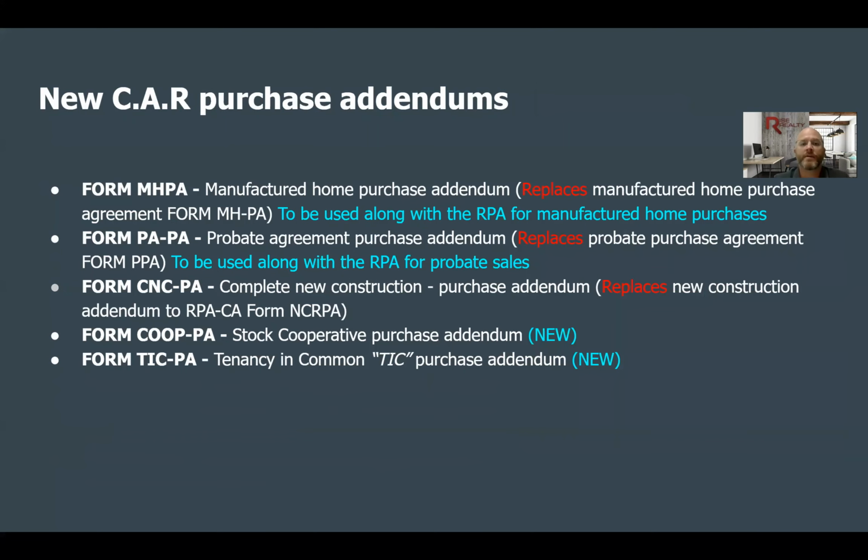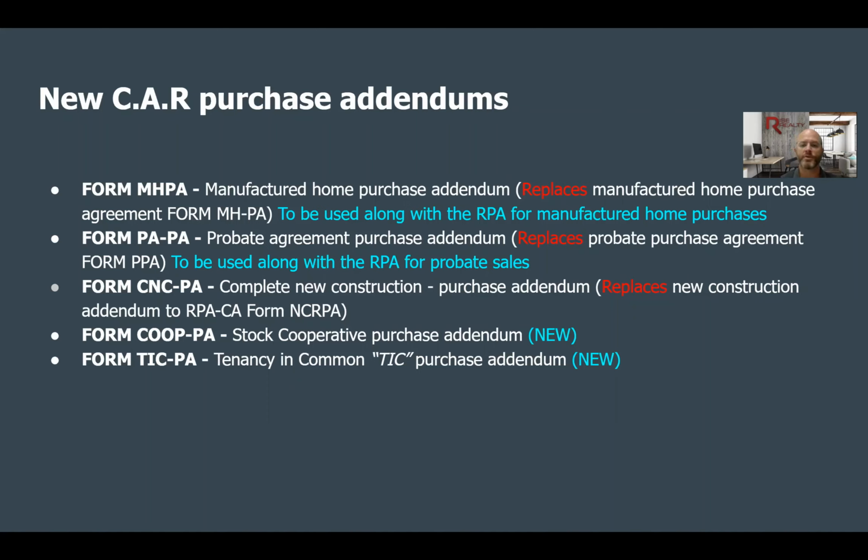New car purchase addendums. So the manufactured home purchase addendum, this is a new one. This is actually replacing the manufactured home purchase agreement. So there's not going to be a manufactured home purchase agreement any longer. It's just going to be an addendum to the RPA, the new RPA. The probate purchase agreement addendum. This one is also replacing the old probate purchase agreement. So this is going to be an addendum to the new RPA as well.